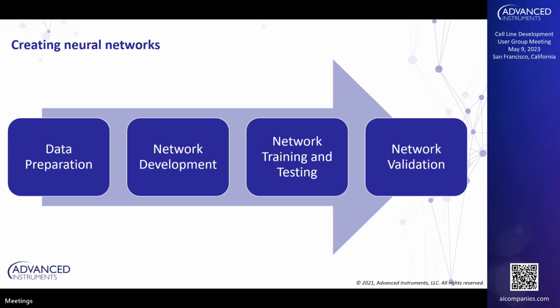So just real briefly, this is essentially the general outline that our team in the UK utilizes in order to create these networks from the ground up. It consists of four main chunks of work: data prep, network development, network training and testing, and network validation. I'll dive into each one of these at the highest level possible without diving too far into the weeds and the mud.